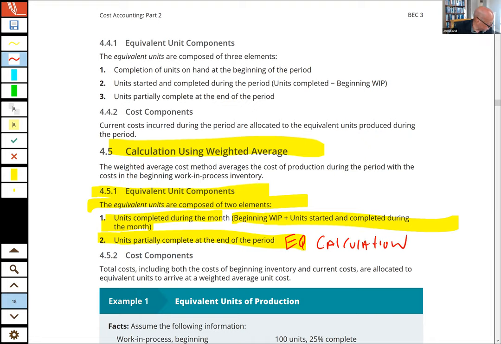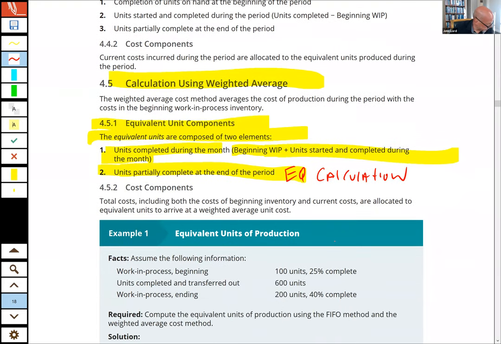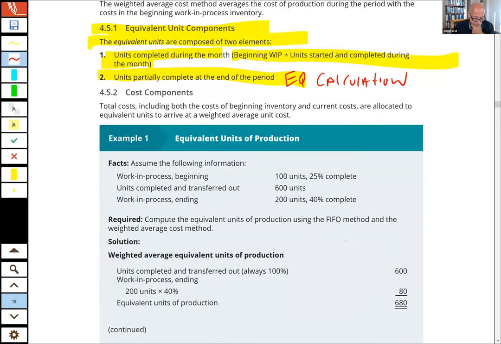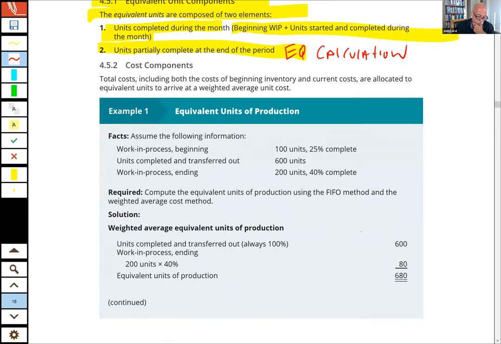Now, when you look at this fact pattern right here, okay? Let's just take a look and we say, hey, work in process beginning was 100 units and they tell us it is 25% complete. Now, let me tell you right now, that's a trap. That is the exam trying to mess you up into thinking that you should only say, well, this period we must have only completed 75% of the work. You're going to give yourself credit for having completed all 100 of those units this period.